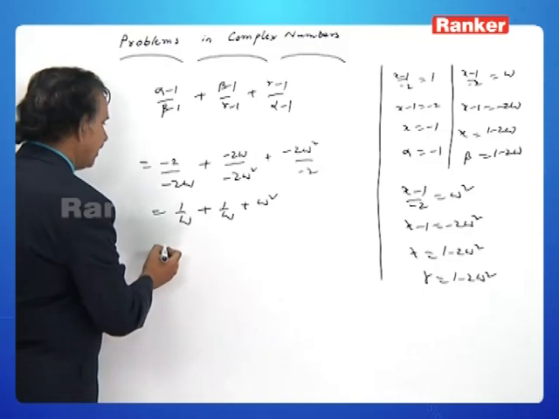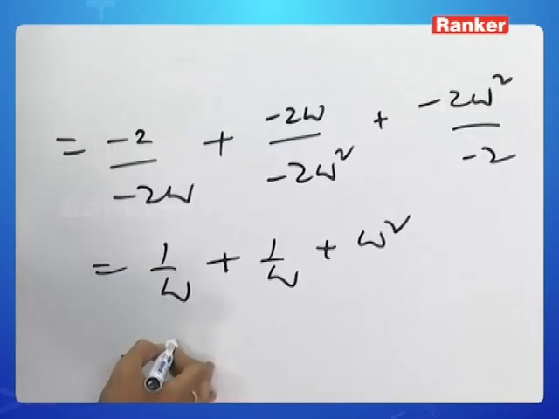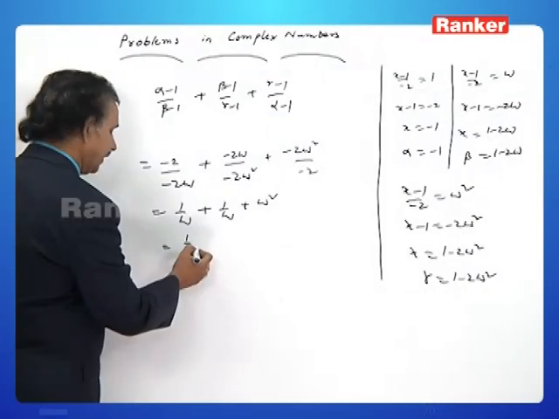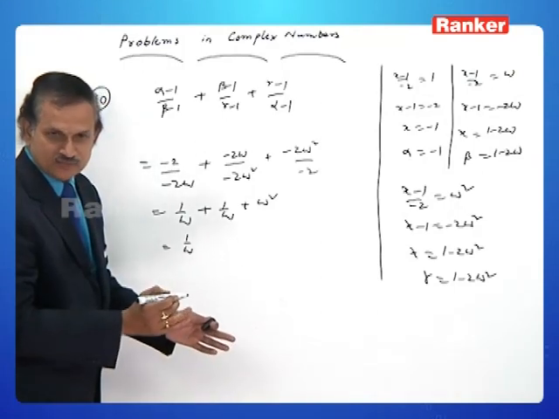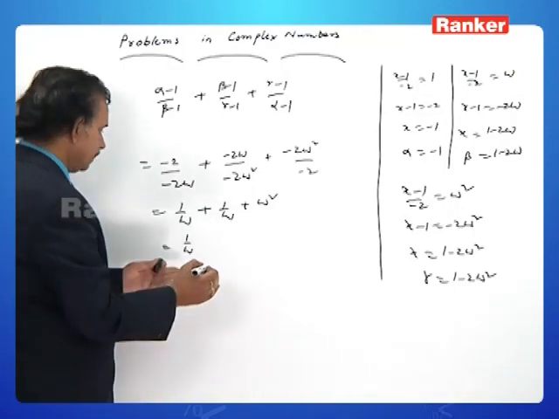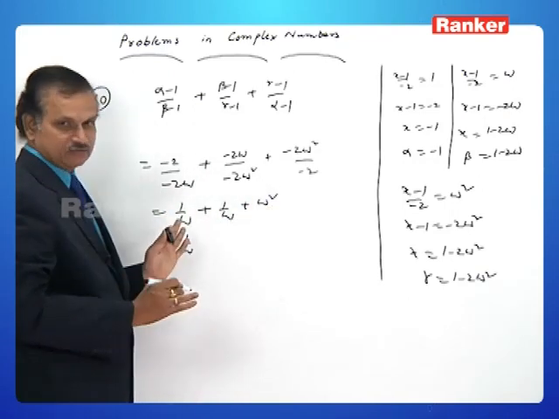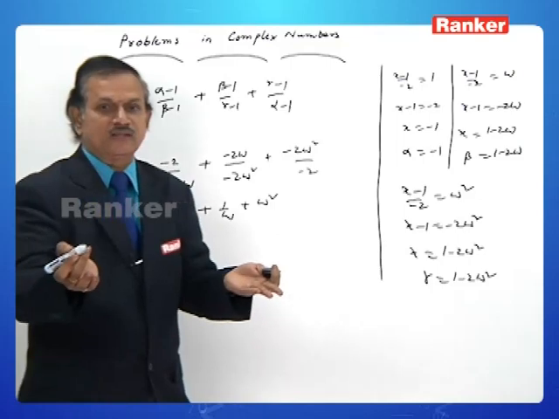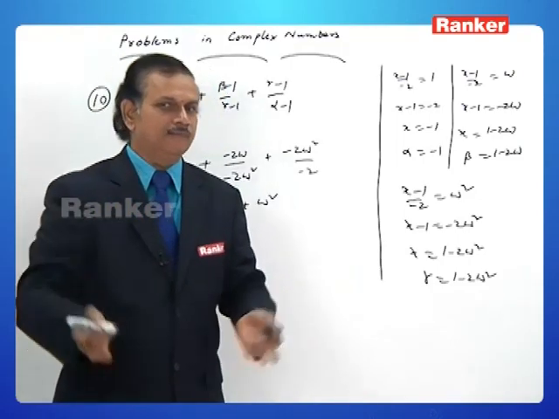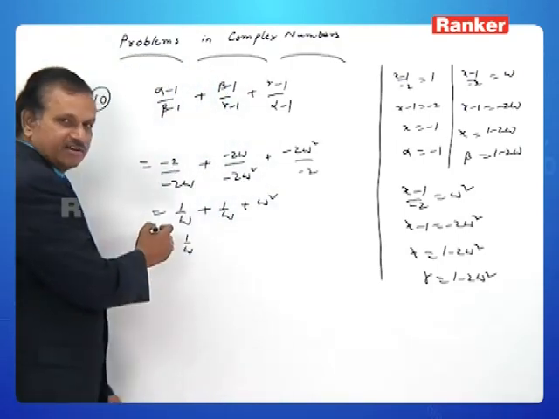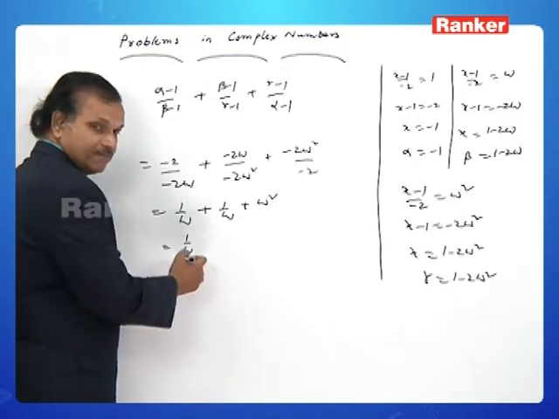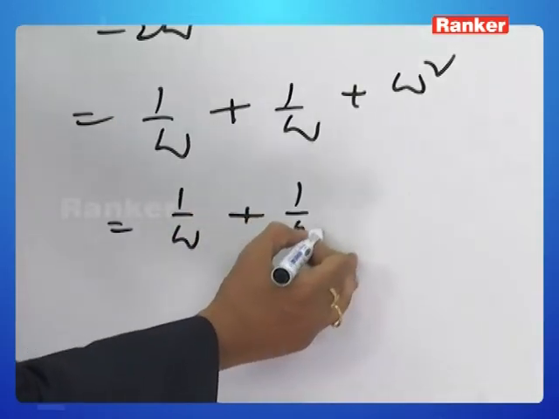What is 1 by omega? Let us see the options first of all. This can be written as omega square, omega square, omega square. 3 omega square we must have, but 3 omega square is not available among the options. So do not get disturbed. Don't disturb this 1 by omega. 1 by omega plus 1 by omega.